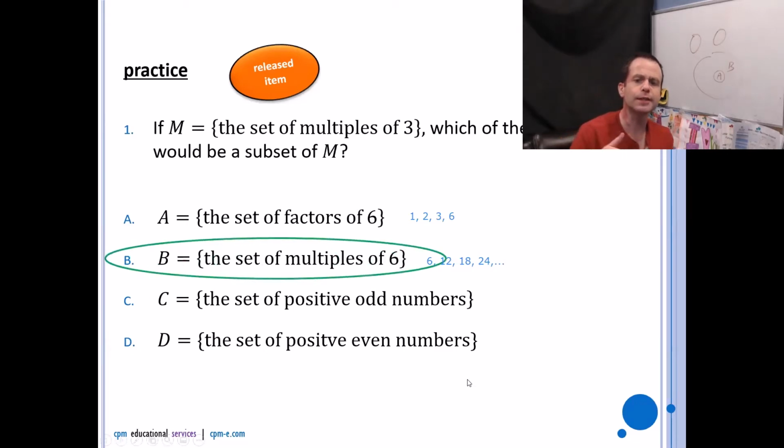I want you to notice that even though I got to the answer of B, I kept going. I did C and I did D first. It's helpful when you're doing these to prove that the other three aren't answers because it's going to make you feel better about the answer that you did choose.